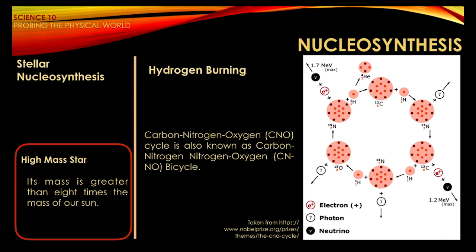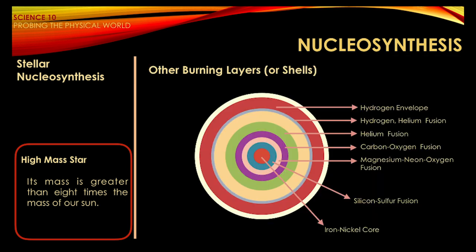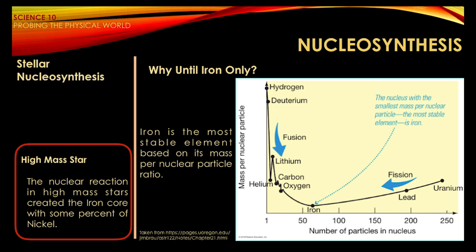For high-mass stars, stars which have masses greater than 8 times our sun's mass, the carbon-nitrogen-oxygen, or CNO cycle, may take place in the hydrogen-burning stages. The series of nuclear reactions does not stop with a carbon core on this type of star. It continues until an iron core with some percentage of nickel is made. Once an iron core is made, no further nuclear reactions will follow.